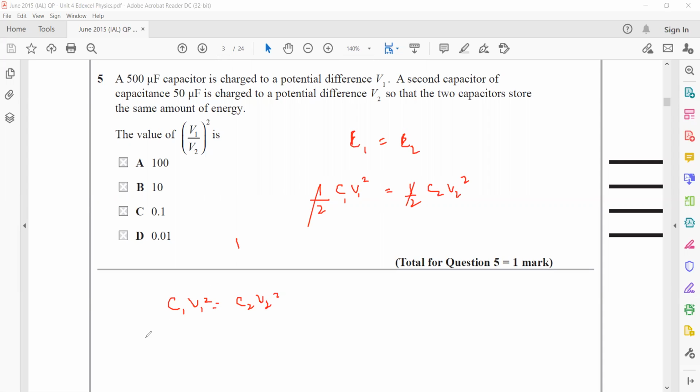C1 is the capacitance for the first one, 500 micro, so 500 times 10 to the power minus 6 times V1 squared is equal to the second capacitor, 50 times 10 to the power minus 6 times V2 squared. We want V1 over V2, so V1 squared over V2 squared is equal to 50 times 10 to the power minus 6 divided by 500 times 10 to the power minus 6. The zeros will cancel, so 5 divided by 50, that is 1 by 10 or 0.1, will be the final answer.